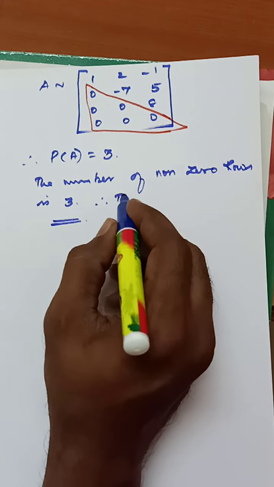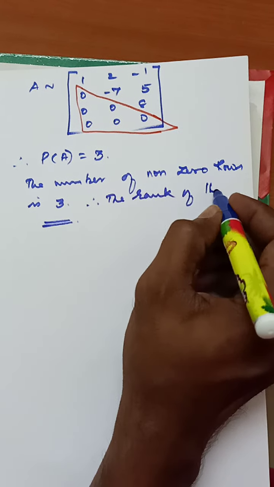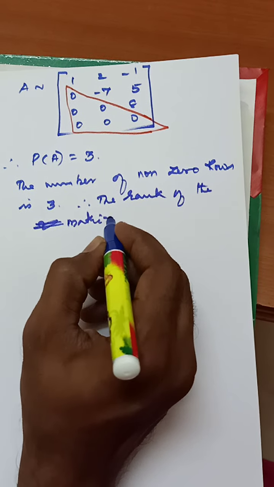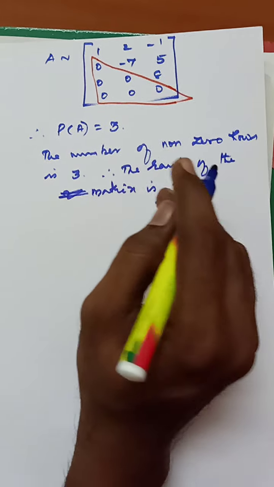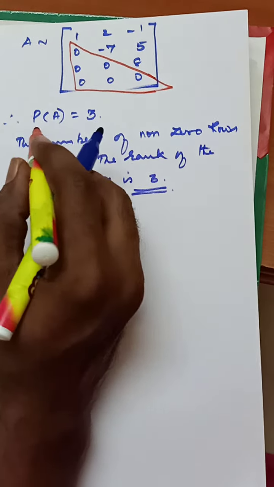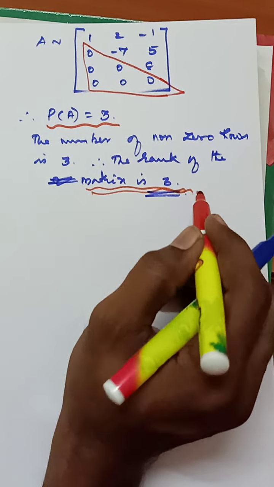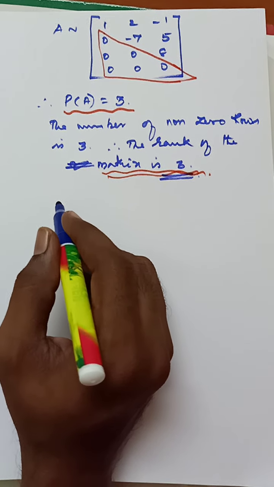Therefore, you can write one more sentence: the rank of the matrix is 3. It is clear. So for the rank of A, here itself you can stop, or if you need one more step you can write it. So this is clear. One by one you can practice two times, then only it is easy.